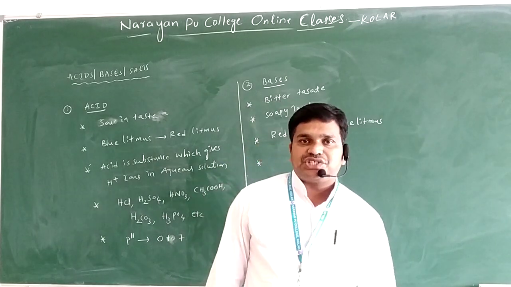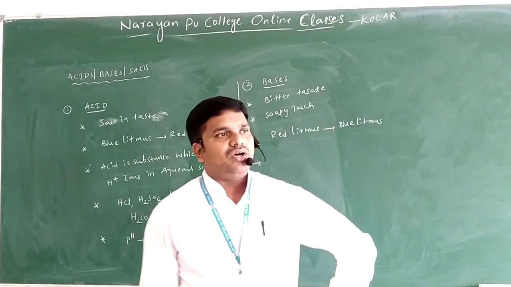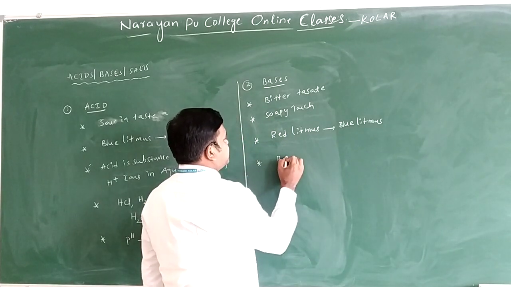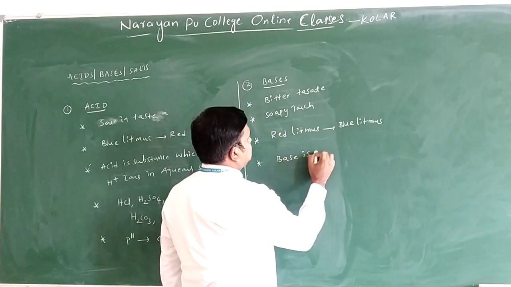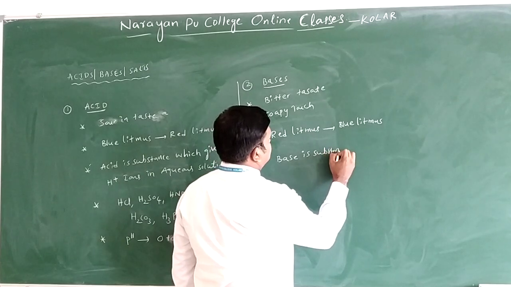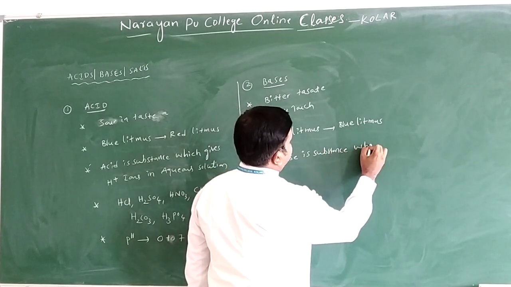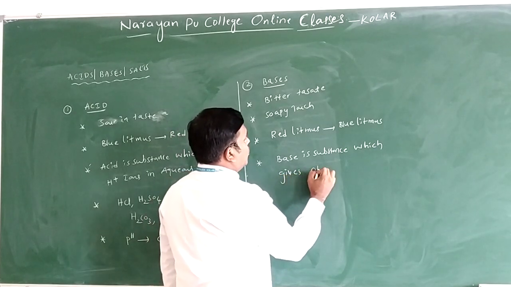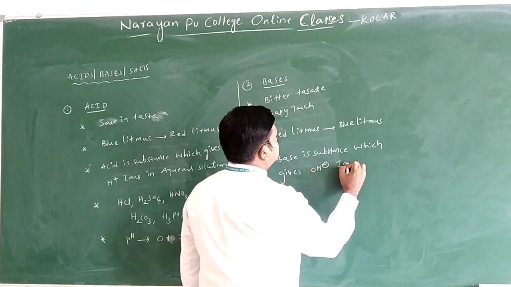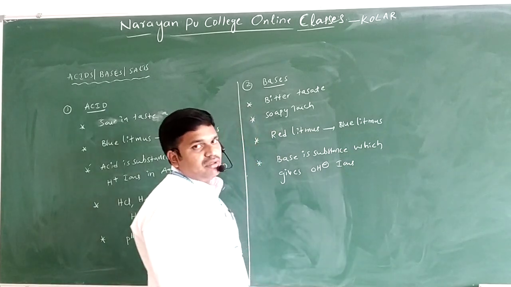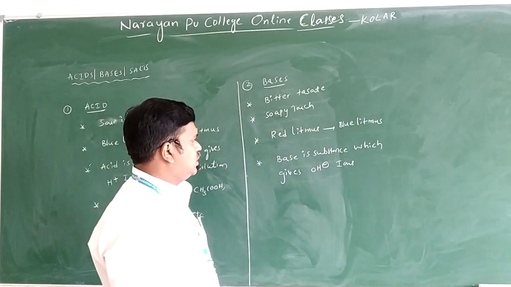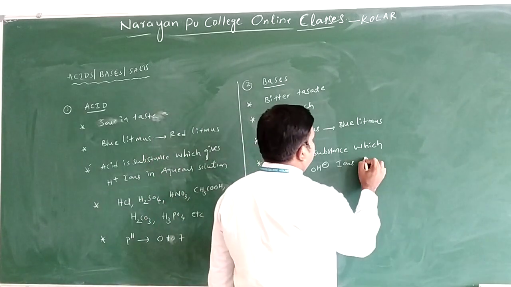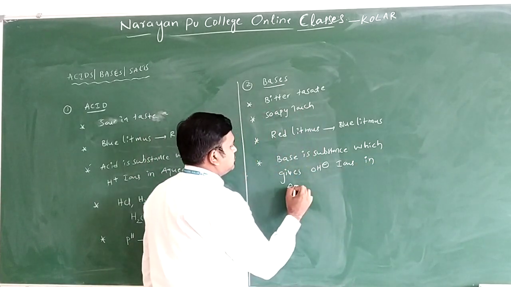How can we define a base according to the Arrhenius acid base theory? The substance which gives OH minus ions in an aqueous solution. A base is a substance which gives OH minus ions, which we also call hydroxyl ions. A base is a substance which gives OH minus ions in aqueous solution.